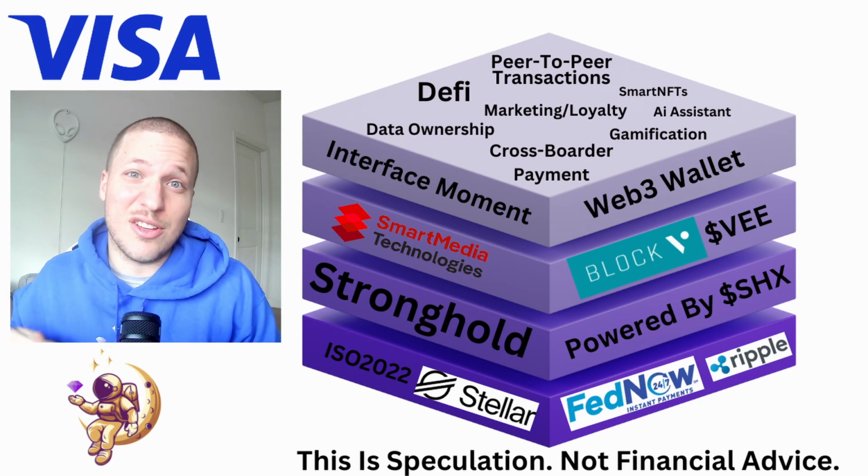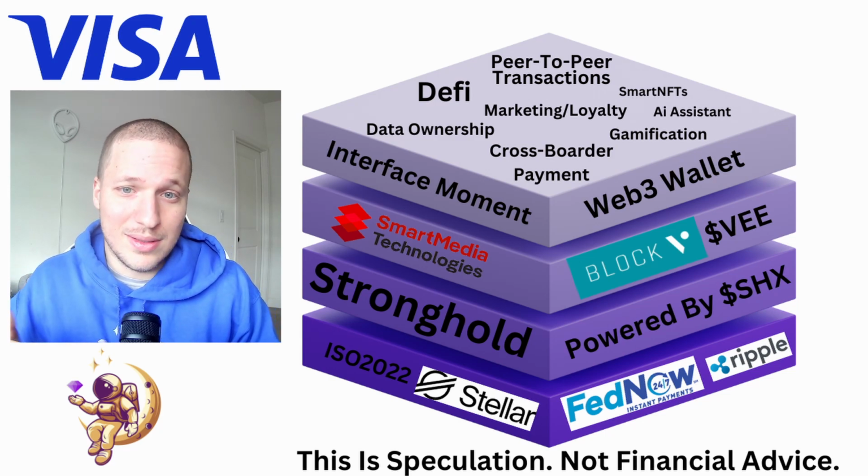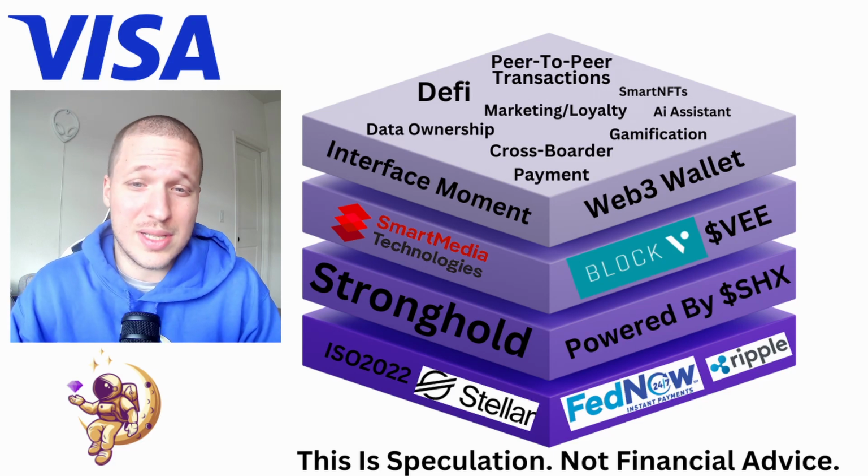And Visa is at the forefront of this. They know that if they don't adopt this new technology, they're going to get left behind. So behind the scenes for years now, they've been testing out all these different technologies, building relationships with BLOCKv and Smart Media Technologies and Vatom, with Stronghold, Stellar, Ripple. And they see the writing on the wall. If they don't adapt, they'll be the Blockbuster of the financial world. So shout out to them for making really intelligent decisions.